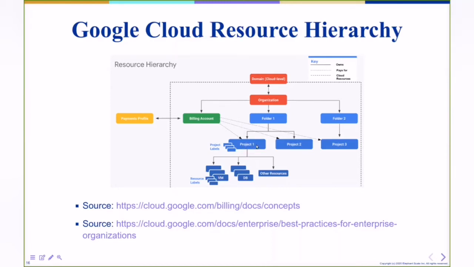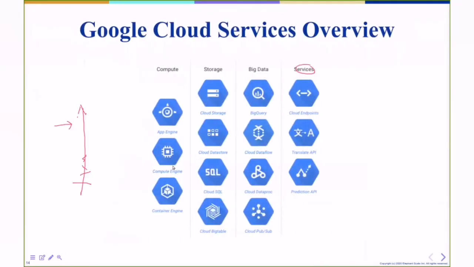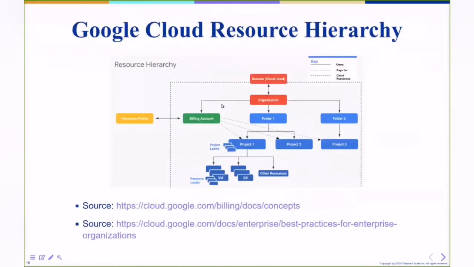Let's say this is a marketing project, and they have their own resources. For example, they have their own virtual machine, their own databases, and other resources. Resources can be pretty much anything: Compute Engine, databases, whatever. The resources are grouped per project, which is pretty neat. Per organization, you can also attach billing to different projects, so you can say this project is billed to this department.